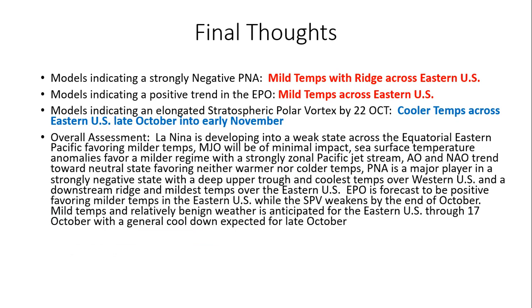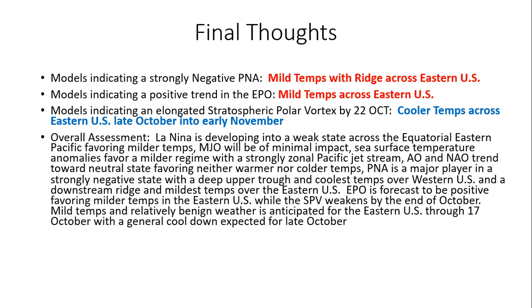Additionally, models are indicating a positive trend in the EPO, and that would also indicate milder temperatures across the eastern U.S. So remember, a positive EPO means that we have low pressure in the Gulf of Alaska and high pressure down towards the Hawaiian Islands. So just keep that in mind.